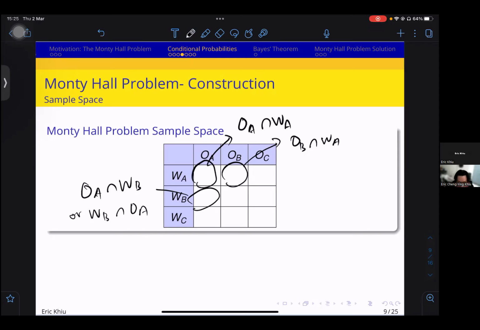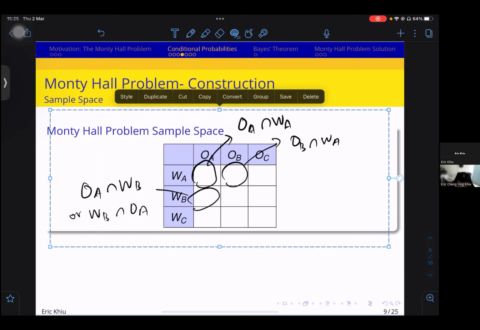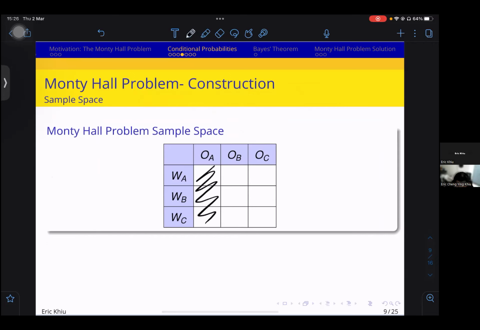One thing to note here is that, let me just erase everything, the first column over here, we don't really have to care about it, right? Because we know that once you pick door A, it is impossible for the host to open door A. So we don't look at event OA at all. And also, we don't have to look at this diagonal, because the host won't open the door that is a winning door as well. So we are only looking at these four boxes.